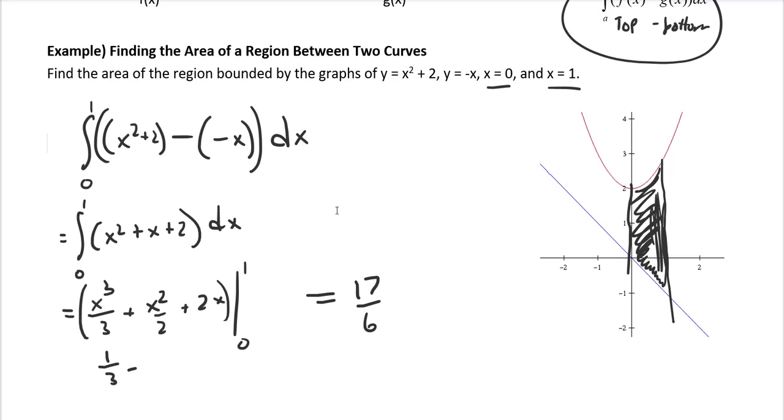So it's 1/3 minus 1/2 minus 2. I'm sorry, plus 2. Oh, this is plus there. Oof. Minus, and then 0, 0, 0, so minus 0. So this here becomes 17 over 6. All right? That's how you do that one.